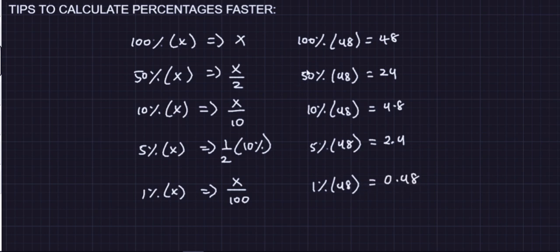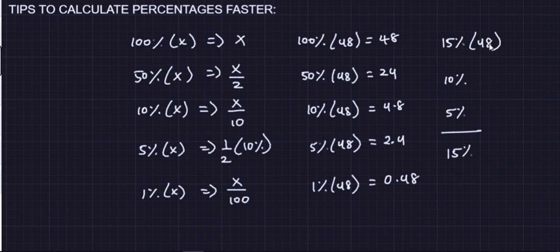Now, when you are able to find these percentages for a number, you can find any other percentage for this number by using these things quite easily. For example, if you want to find 15% of 48, instead of going for 15 divided by 100 into 48, you can simply go for finding 10% of it, finding 5% of it, then adding those things will give you 15% of the 48, right?